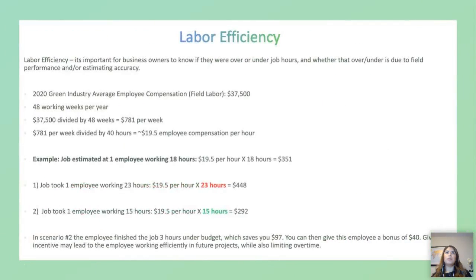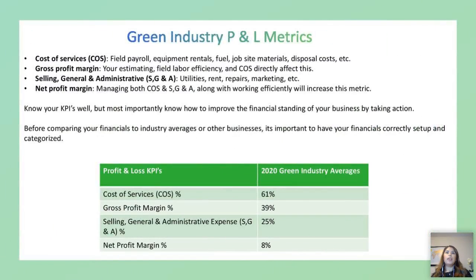So here are the green industry averages for cost of sales, gross profit margin, SG&A costs, and net profit margin. Again, this is good if you are providing multiple services in the green industry. For example, if you're providing a mix of maintenance, landscaping, design and build, this is the green industry average.